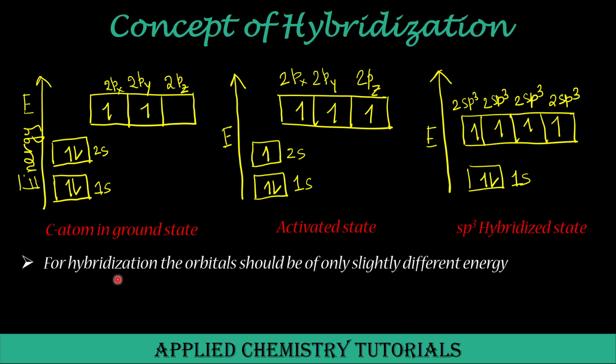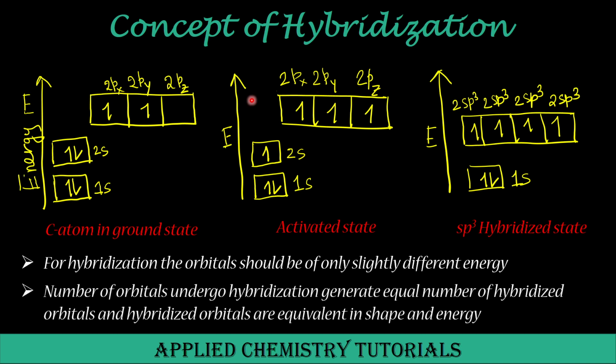Now a point to note is that for hybridization, the orbitals should be only slightly different in energy. As you can see for the 2s and 2p, those are slightly different in energy. And the number of orbitals undergoing hybridization generates an equal number of hybridized orbitals. As you can see here, one 2s and three 2p, total 4, make 4 sp3 hybrid orbitals, and they are of equivalent shape and energy.